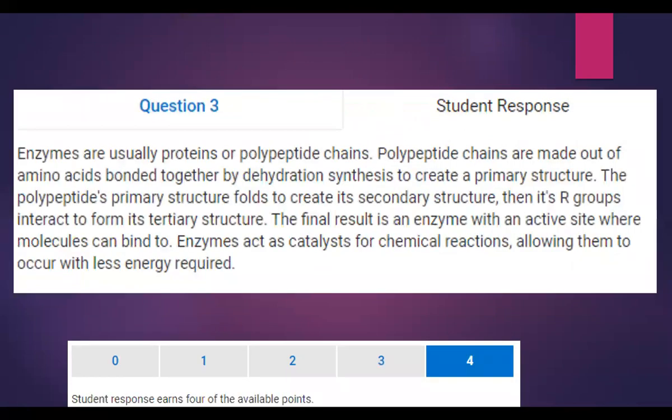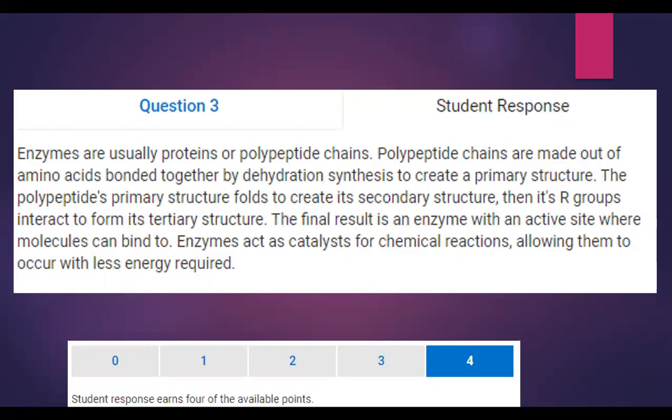All right, this one got the full 4. Enzymes are usually proteins or polypeptide chains. Polypeptide chains are made of amino acids bonded together by dehydration synthesis to create a primary structure. That is great. This is a structure, and then the first part of the makeup of the protein, second part of the scoring piece. The polypeptide's primary structure folds to create its secondary structure, then its R groups interact to form tertiary. The final result is an enzyme with an active site where molecules combine. Okay, that's the meat of what they're saying.